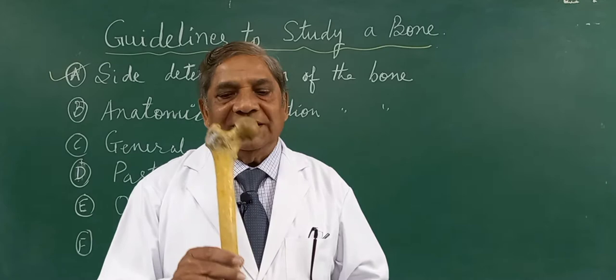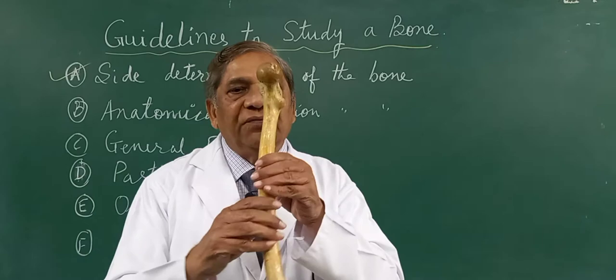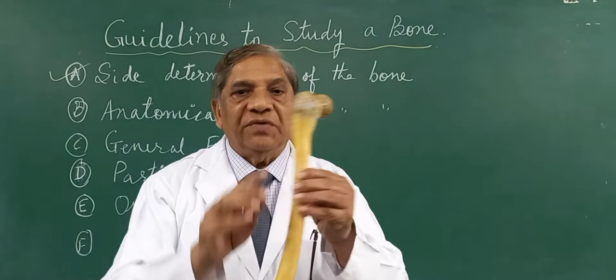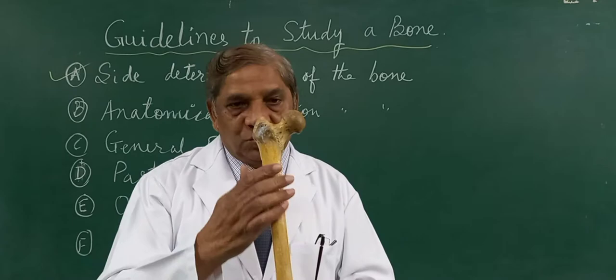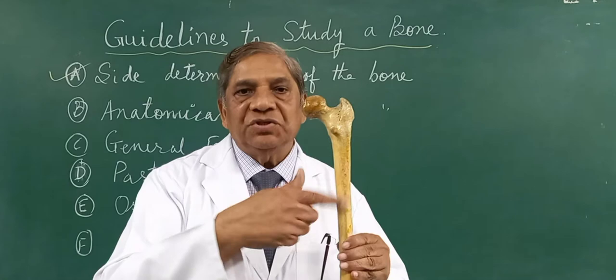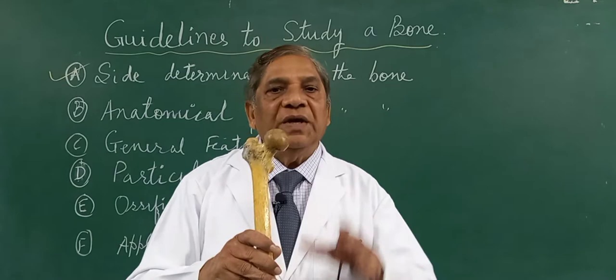Now suppose the head is also facing medially and it is upward, but here the linea aspera is facing anteriorly, it is wrong. It should face posteriorly, and the anterior smooth convex surface should face anteriorly. So it is of the right side, not of the left side, because then the linea aspera, this bony ridge, is facing anteriorly. That is wrong. So in this way, for every bone you have to identify the side.